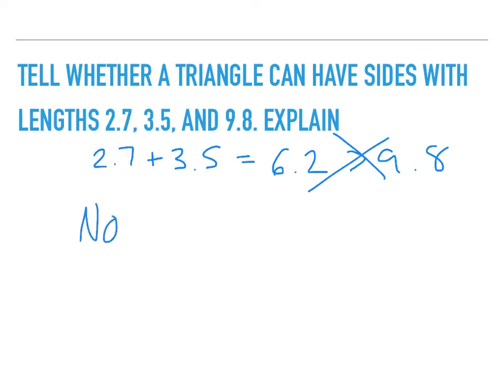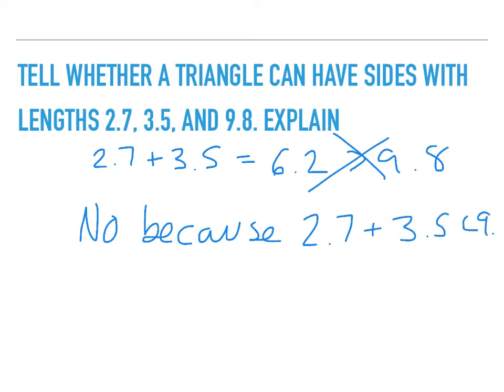No. And our reason is because 2.7 plus 3.5 is less than 9.8. It has to be greater than the third side. So since these two added together are less than the third side, it can't be three sides of a triangle. So we can't have a triangle with the lengths of 2.7, 3.5, and 9.8. Just doesn't work.